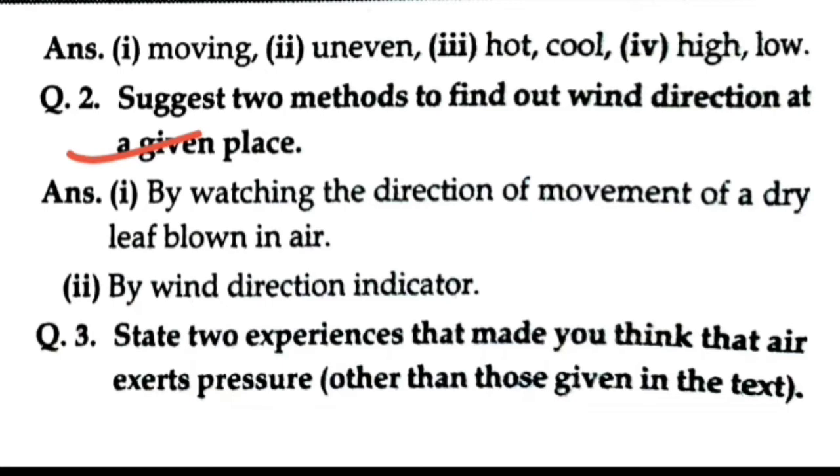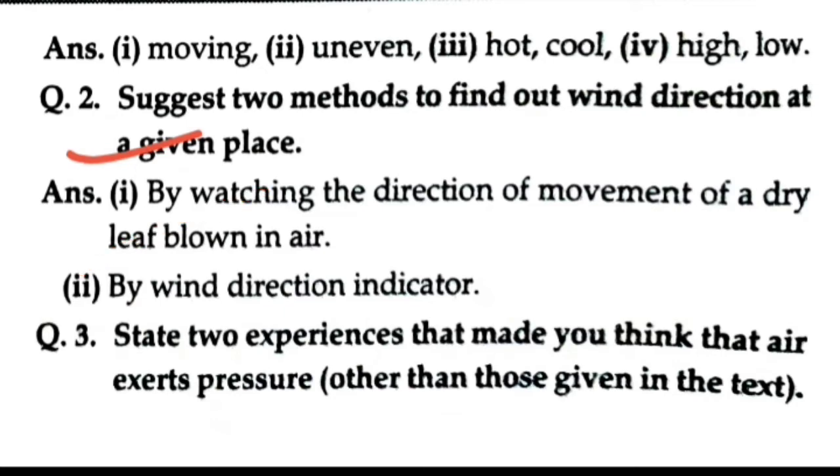How can we find the direction of wind? We can use different techniques to find the direction of wind. Let us see two of them. First, by watching the direction of movement of a dry leaf blown in air. Dry leaf or any light particle moves with the direction of wind, moves with the wind flow. Moving wind takes the light particle in its direction. So by observing the direction of light particles and their movement, we can guess the direction of wind.